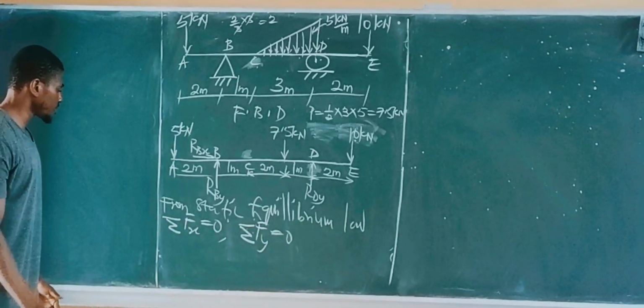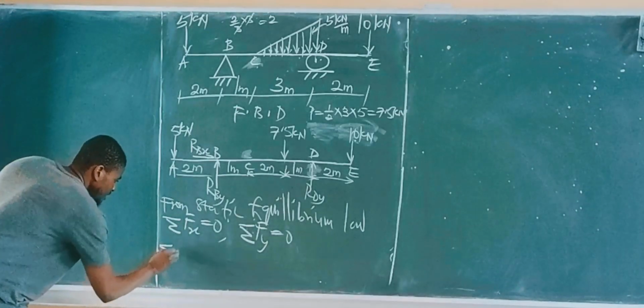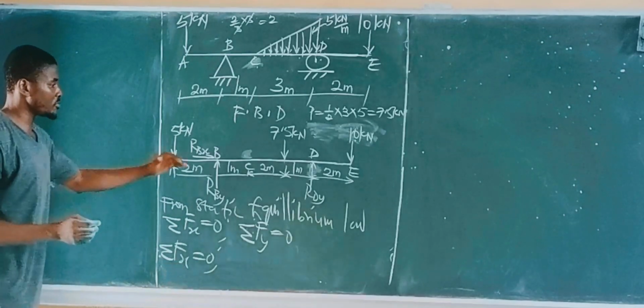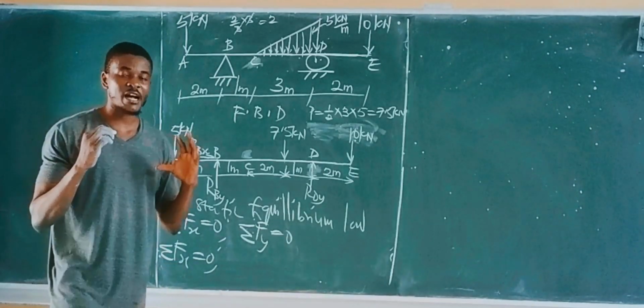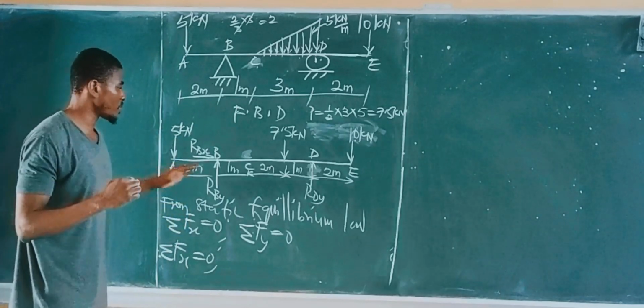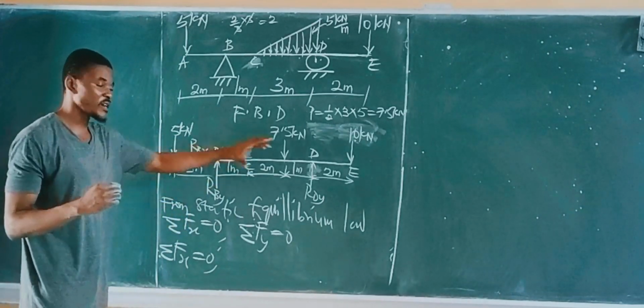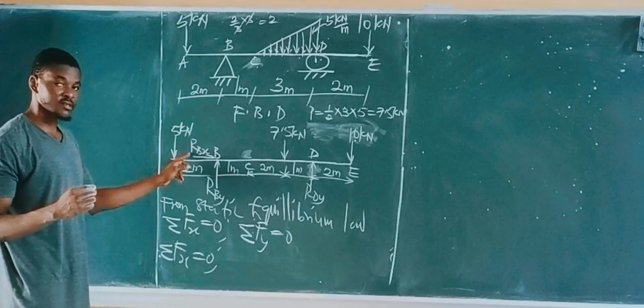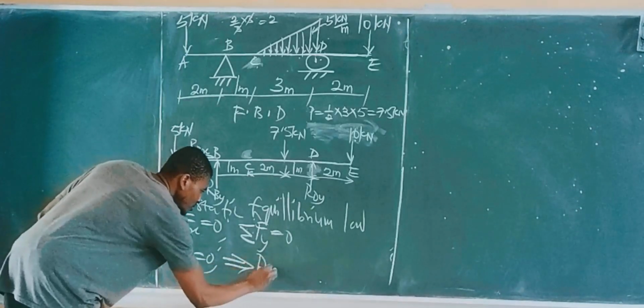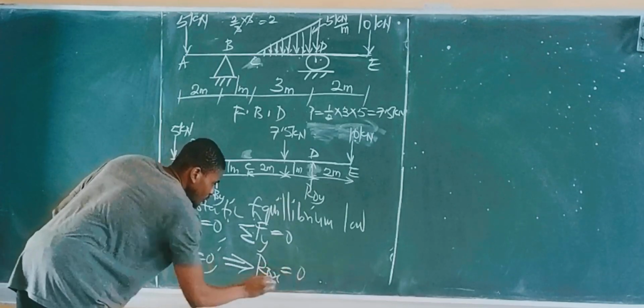Let's start with the summation of F_x equal to 0. It means look at the beam, sum all the forces acting along the x-axis and equate them to 0. If you look at the beam now, the only force acting along the x-axis is R_BX. That implies that R_BX is 0.